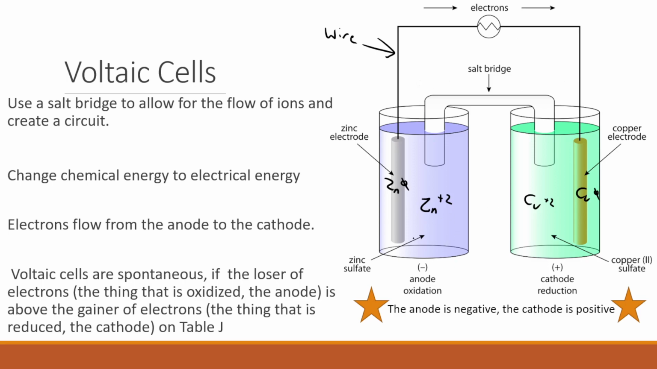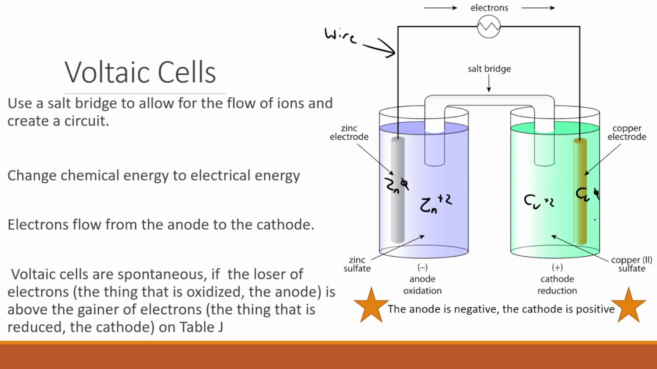Electrons are always going to flow from the anode to the cathode, from the thing that gets oxidized to the thing that gets reduced, just like we looked at in our previous lessons. The anode is going to be negative for a voltaic cell because the anode is the source of electrons. It is producing electrons. Electrons are going to be hanging out on this piece of metal, and that's going to make it negative.